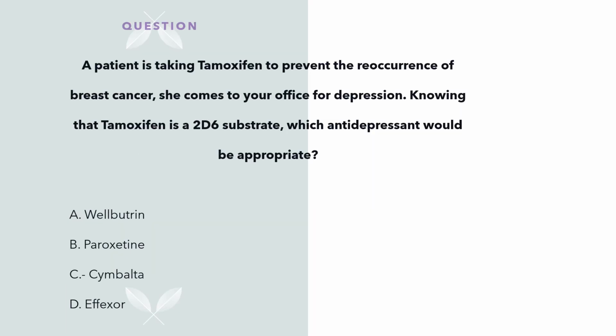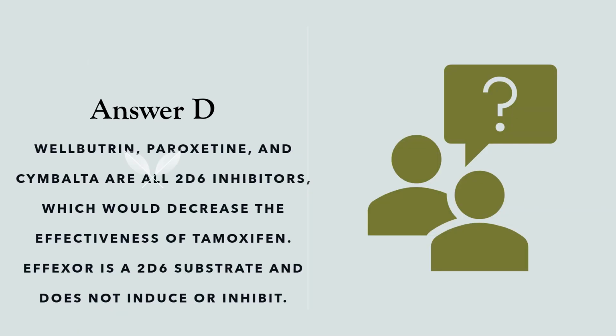Next question. So a patient is taking tamoxifen to prevent the reoccurrence of breast cancer. She comes to your office for depression. Knowing that tamoxifen is a 2D6 substrate, which antidepressant would be appropriate? Would it be A, Wellbutrin, B, paroxetine, C, Cymbalta, or D, Effexor? The answer is D, Effexor. Wellbutrin, paroxetine, and Cymbalta are all 2D6 inhibitors, which would decrease the effectiveness of the tamoxifen.